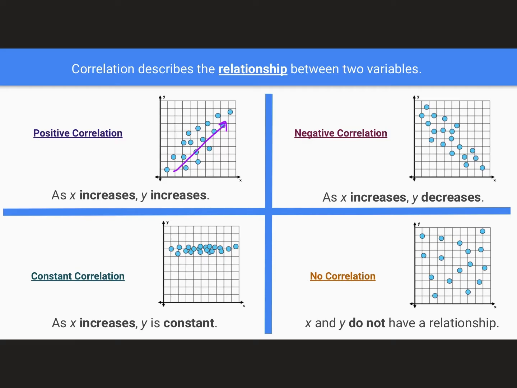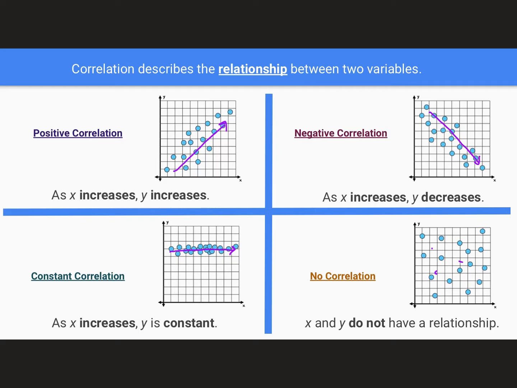A negative correlation, where as x increases, y decreases, so you can see our dots are going down and to the right. A constant correlation, where as x increases, y is constant, so our dots kind of go in a straight line with each other. And then no correlation, where x and y do not have a relationship and our dots are kind of all over the place.